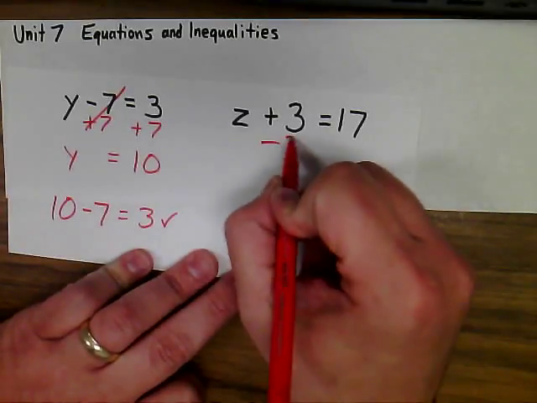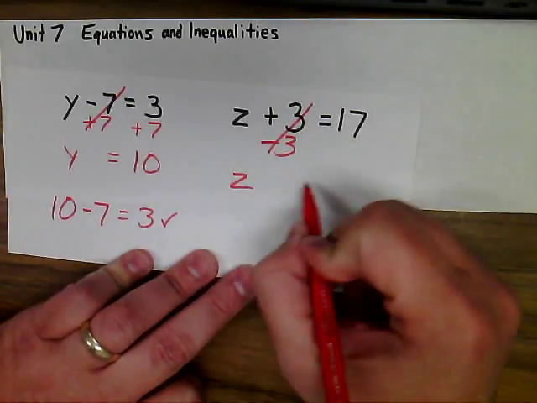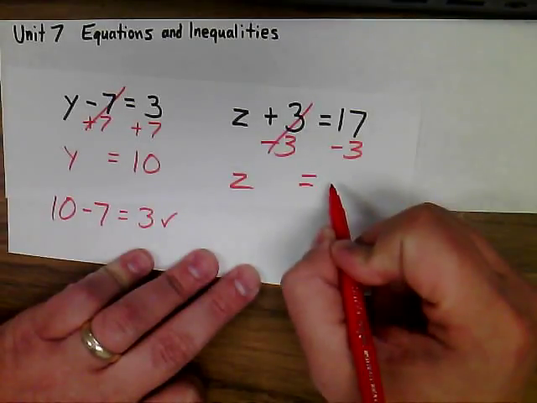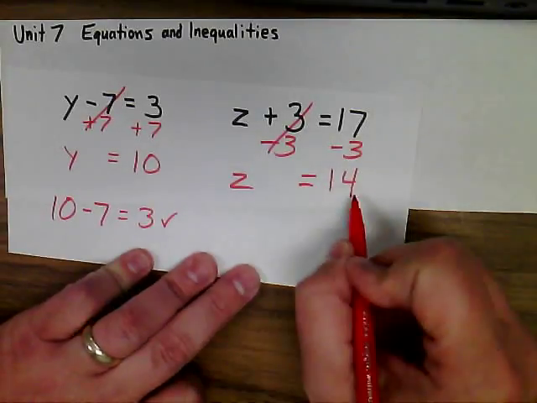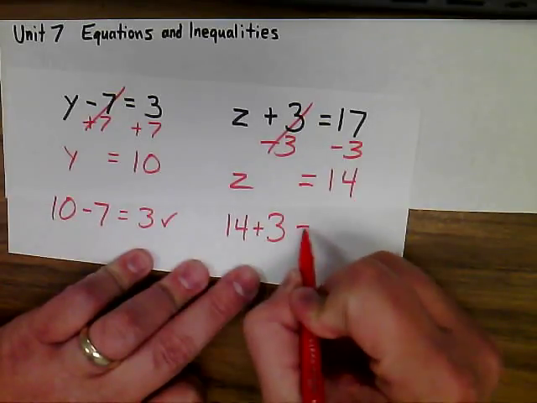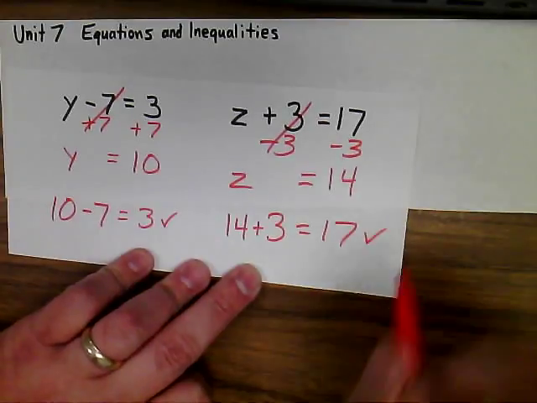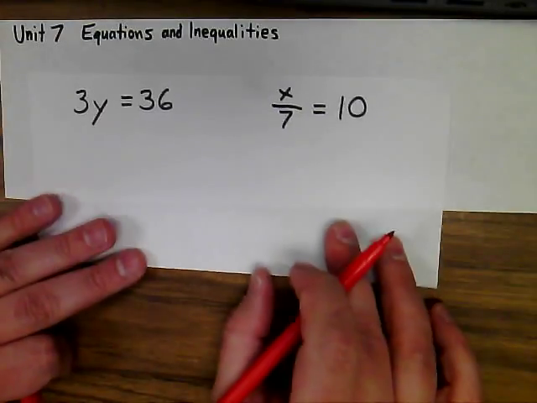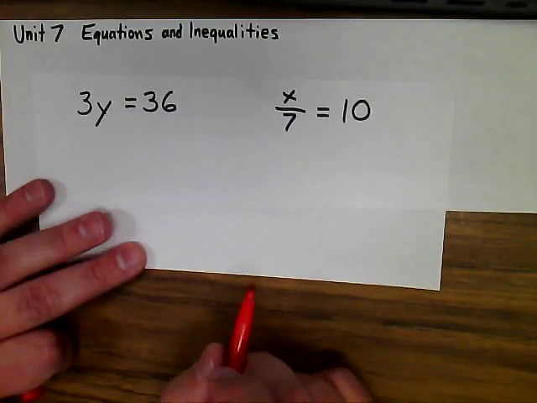Z plus 3 equals 17. The opposite of addition is subtraction. Cancel that out, bring down our z and our equal sign. Because we subtracted over here, we're going to subtract over here to keep both sides equal. We think the answer z is equal to 14. We're going to plug that in, and sure enough, 14 plus 3 does equal 17, so we know our answer is correct. It's important to always check your solution because that's going to guarantee that you did it correctly.